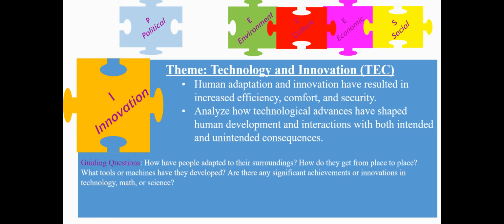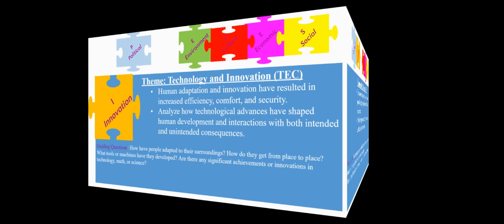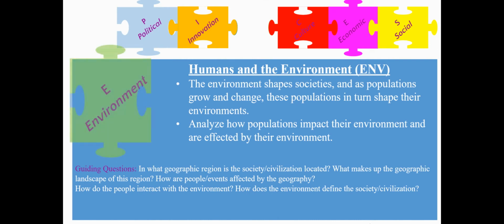Questions for us to focus on are: how have people adapted to their surroundings? How do they get from place to place? What tools or machines have they developed? And are there significant achievements or innovations in technology, math, or science? One thing I just want you guys to think about: the smallpox vaccine. Who created that and when? And the answer might really surprise you. I'm not telling you, you're going to have to look that one up yourself.